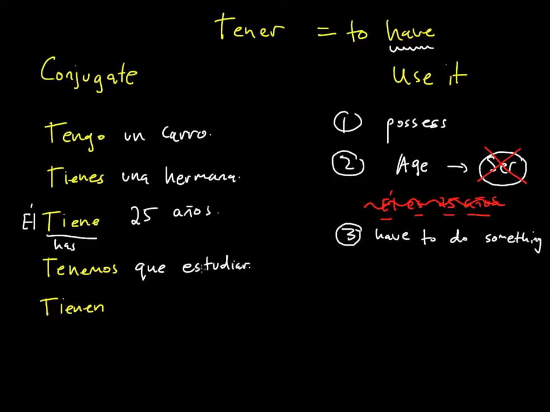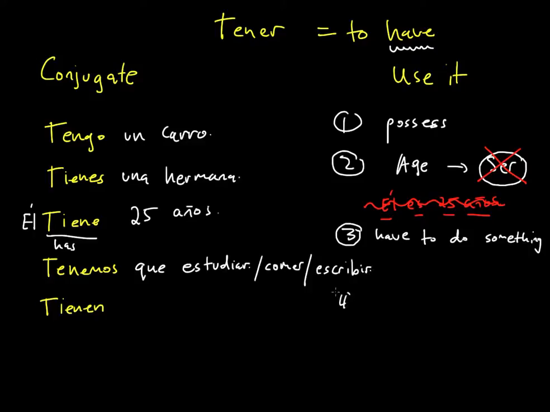We have to study. We could replace this infinitive here, estudiar, with an ER infinitive. So tenemos que comer. We have to eat. We can replace both of these infinitives with an IR infinitive. So tenemos que, maybe you have to write something. So tenemos que escribir. Okay?